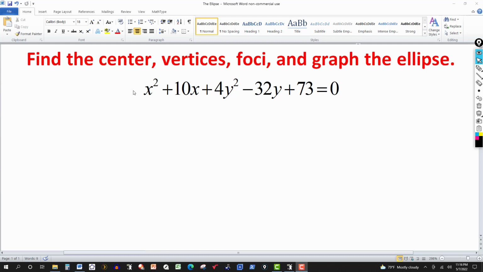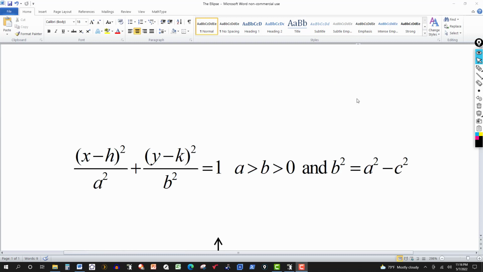In this video we have ellipse to graph. We'll define the center, vertices, foci, and then graph the ellipse. Now it's easy to find this information to graph if we have it in this standard form. In this standard form, the center is given to be (h, k).